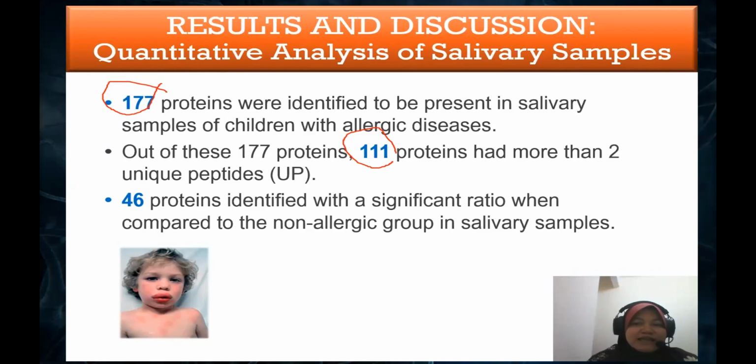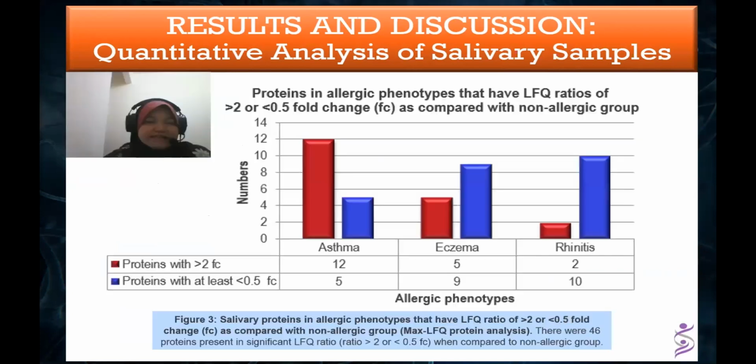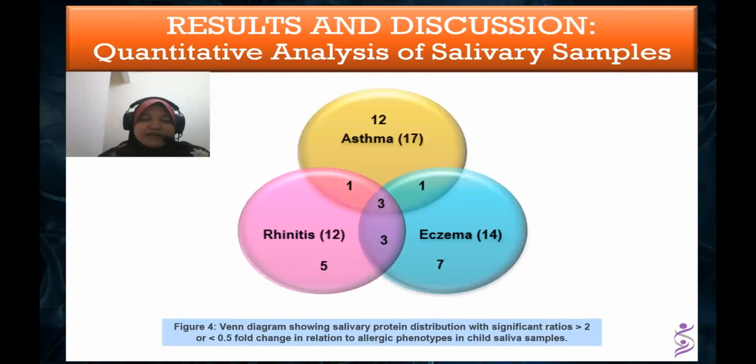This figure shows salivary proteins in allergic phenotypes that have an LFQ ratio of more than 2 or less than 0.5 fold change as compared with the non-allergic group using MaxLFQ protein analysis. LFQ is label-free quantification intensity. As you can see here, the highest number of proteins with more than 2-fold change were 12 in the asthma group, and the highest number of proteins with at least 0.5-fold change were in the rhinitis group. This Venn diagram shows that there were 3 similar proteins present in all of the asthma, rhinitis, and eczema groups.